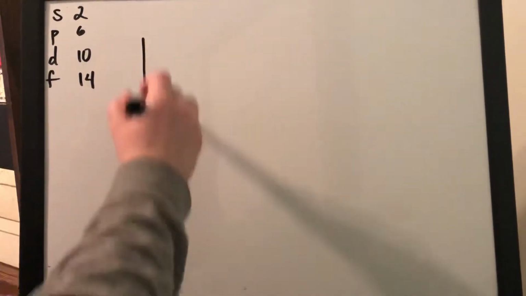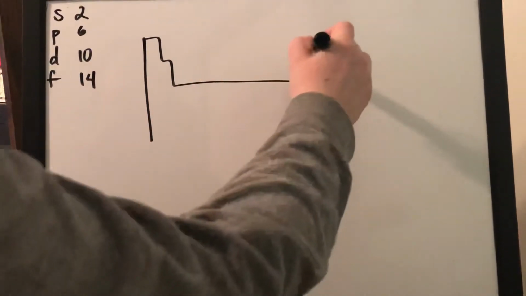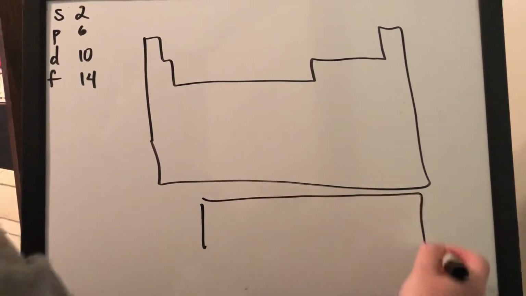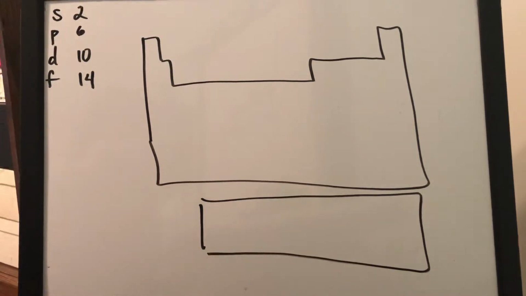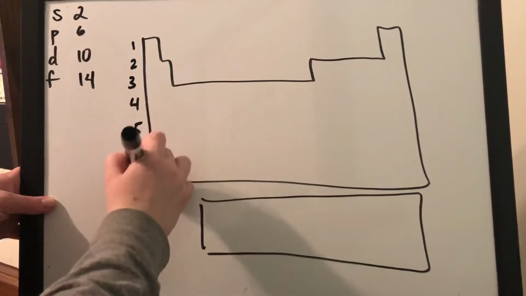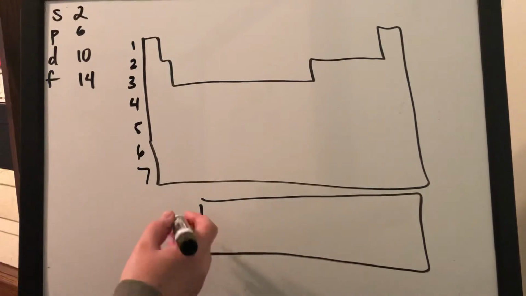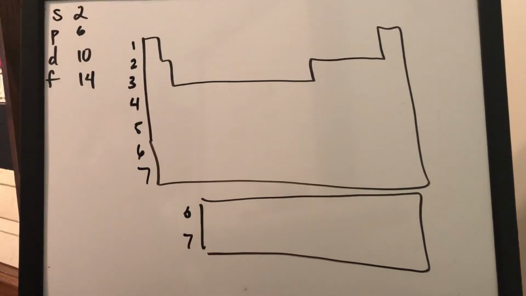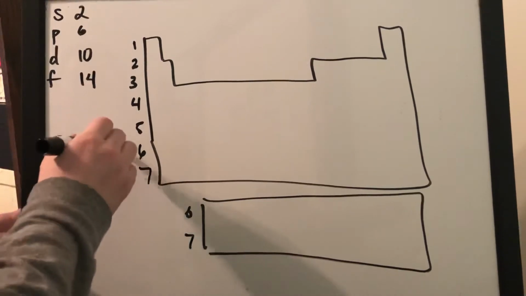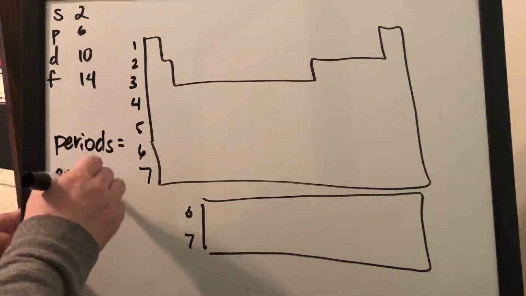Okay, so real quick, here's my sketch of a periodic table. And then I have my 2 rows underneath. Huge takeaway point is that your periods in a periodic table, which are your rows, your horizontal, are numbered 1 through 7, 1, 2, 3, 4, 5, 6, and 7. And this technically is period 6 and period 7. Those are also your energy levels. Huge takeaway: periods are equal to the energy levels.